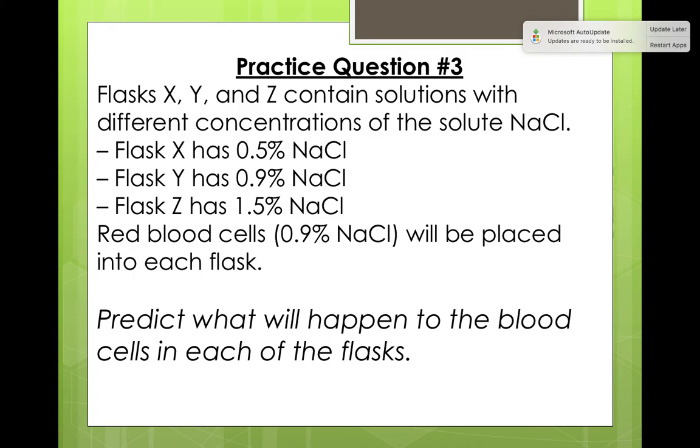I'm wanting you to figure out, the red blood cell stays the same at 0.9% sodium chloride, that's salt concentration. And I'm wanting you to put this red blood cell in flask X with this amount, with 0.5% sodium chloride in flask Y and in flask Z, and tell me what would happen to the red blood cells that are placed in each one of them. All right, so there will be 3 answers there. Go ahead and work that out.